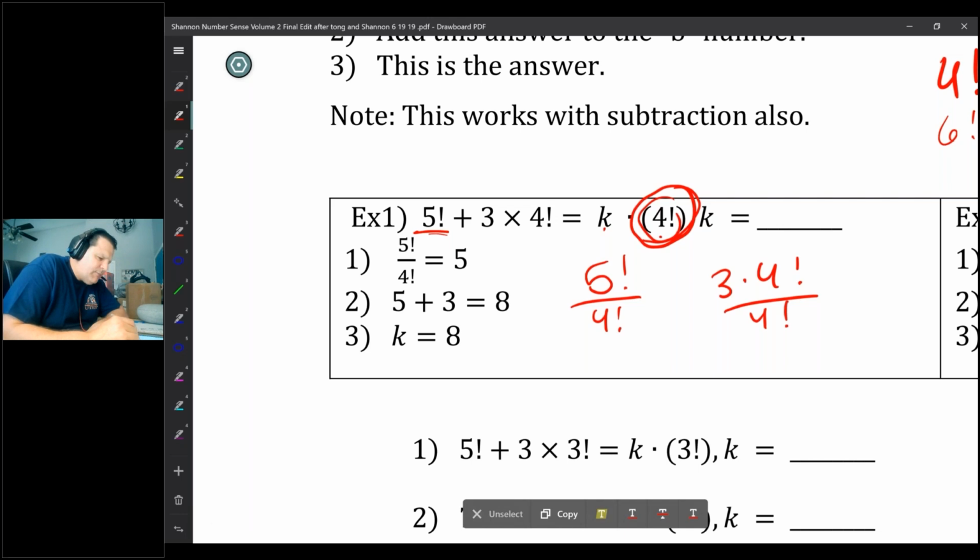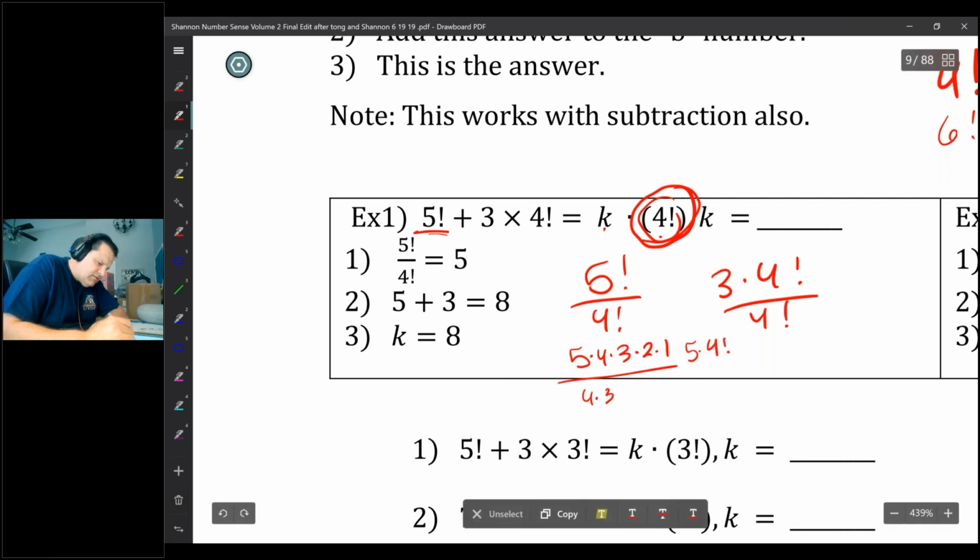Now, 5 factorial divided by 4 factorial, here's the way I want you to think of this. This is 5 times 4 times 3 times 2 times 1. Or another way of saying that is 5 times 4 factorial. And 4 factorial is 4 times 3 times 2 times 1. Now notice that these will cancel. Or if I had left it like this, I would have had 5 times 4 factorial divided by 4 factorial. So these cancel, you're left with 5, right? So 5 factorial over 4 factorial is 5.